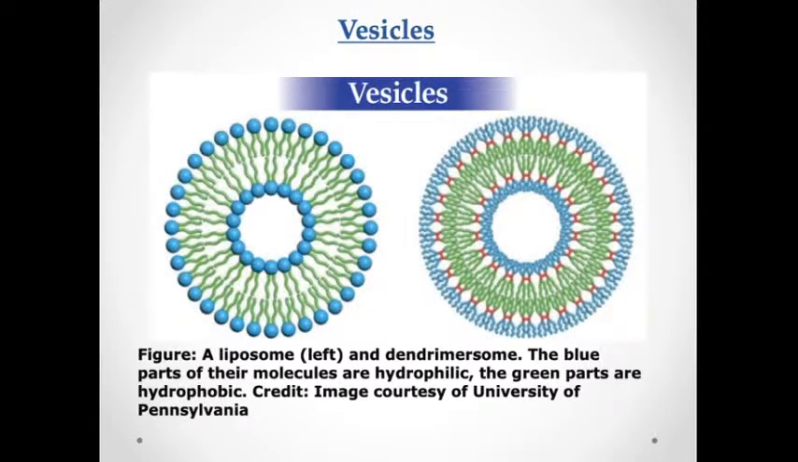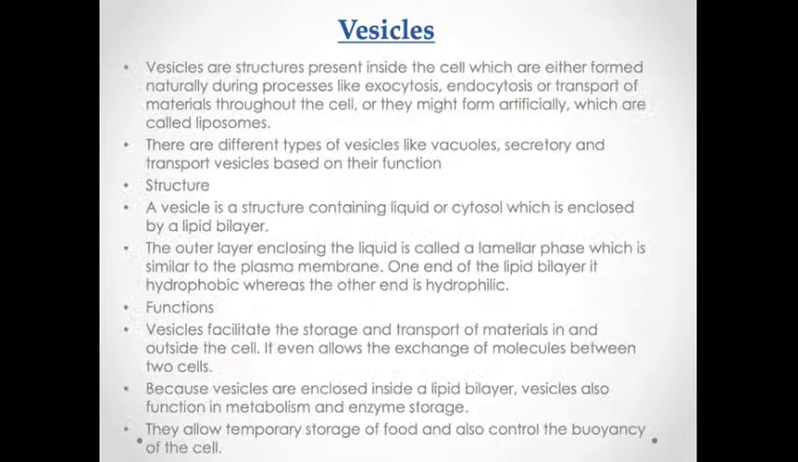Now comes the vesicles. On the left side is a liposome, on the right side is a dendrimersome. The blue parts of the molecules are hydrophilic and the green parts are hydrophobic. So vesicles are structures present inside the cell, which are either formed naturally during processes like exocytosis, endocytosis, or transport of material throughout the cell, or they might be artificial, which are called liposomes.